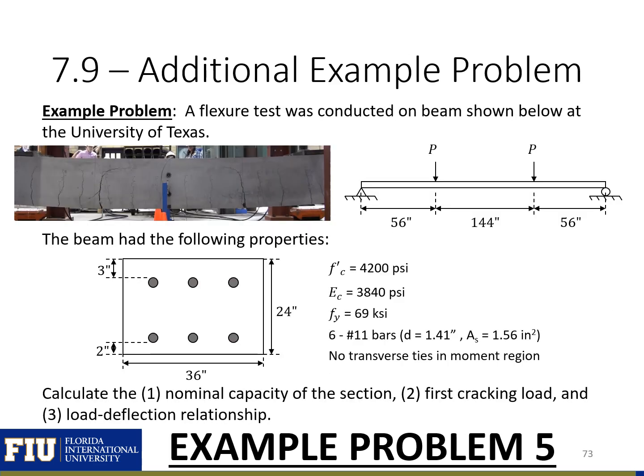Our final example problem is looking at a flexure test that was conducted on a beam shown here at the University of Texas. It's a simply supported beam with 2 point loads where we have both compression and tension steel, so 3 number 11s on both the top and the bottom. And we have no transverse ties in our moment region, so no shear reinforcement in the moment region. In this example, we're going to calculate the nominal capacity of the section, the first cracking load, and also the load deflection relationship. So you can exit this presentation and go to this final example problem.